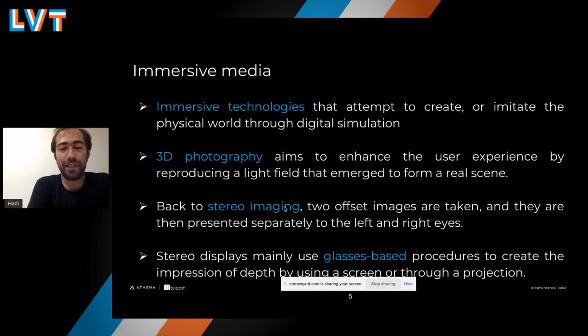As you know, immersive technologies try to imitate the physical world through digital simulation. And as a part of immersive technology, 3D photography aims to enhance the user experience by reproducing a light field that emerged from a real scene. Initial attempts go back to stereo imaging. Two offset images were taken and they were presented separately to our left and right eyes. And stereo displays mainly were using a glasses-based procedure to create the impression of depth.